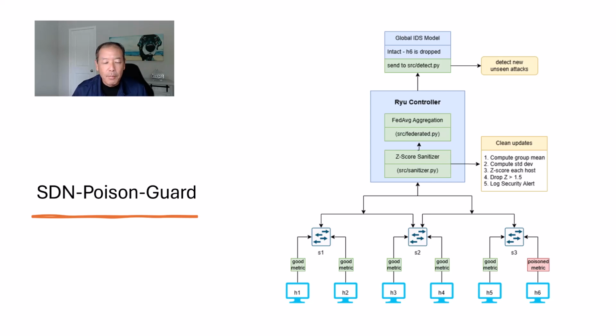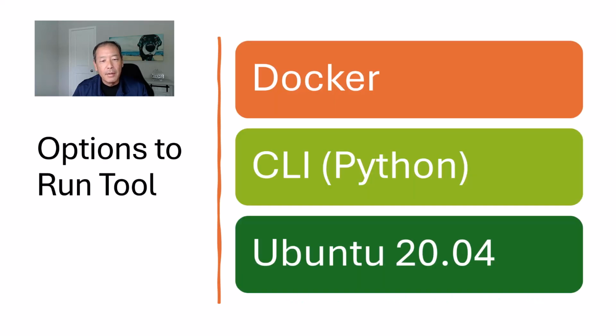So in my model, I have host number 6. It's going to send some bad metrics, all right? So it's going to go through switch 3. It's going to hit the controller. And when it hits the sanitizer, it's going to do all these statistical calculations, and it'll come up with a z-score. If my z-score is over 1.5, it's going to drop it, and then it's, of course, going to log a security alert. So if I drop it, it's not going to be aggregated into my global model. So that way, when we go out to detect new attacks, it's going to be effective.